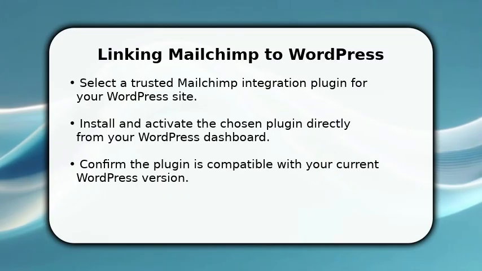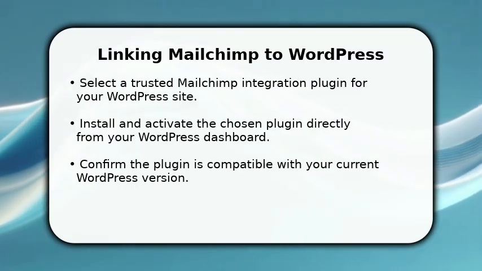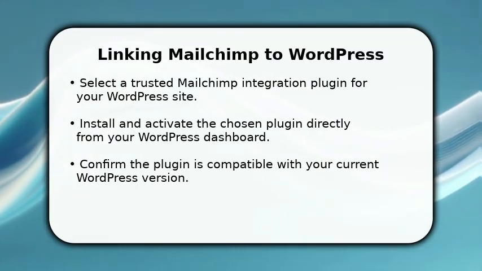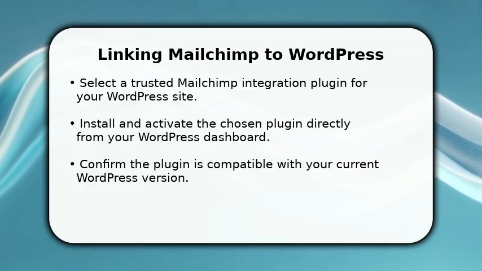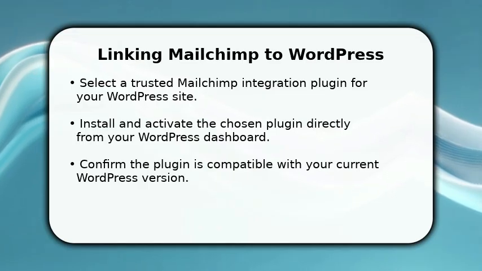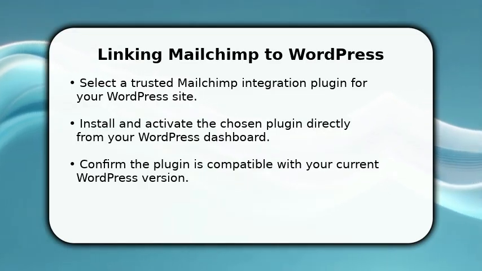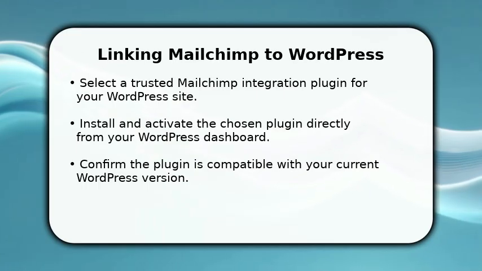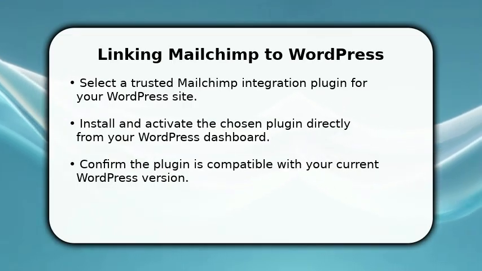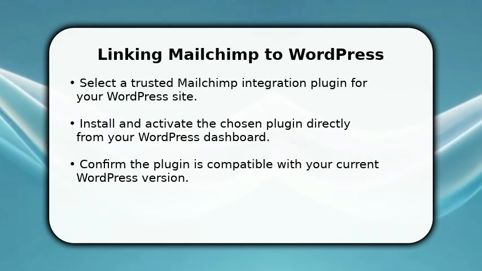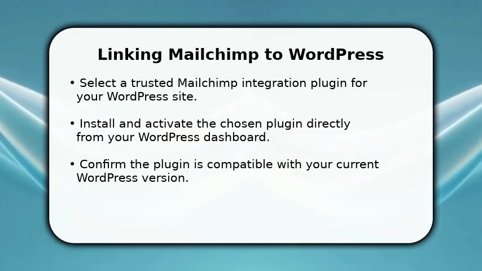In this video, I will explain how to link Mailchimp to your WordPress website. First, you will need to choose a reliable Mailchimp integration plugin. There are several excellent options available, many of which are free or offer premium features. Once you have made your selection, simply install and activate it directly from your WordPress dashboard. Always ensure the plugin is compatible with your current WordPress version for smooth operation.